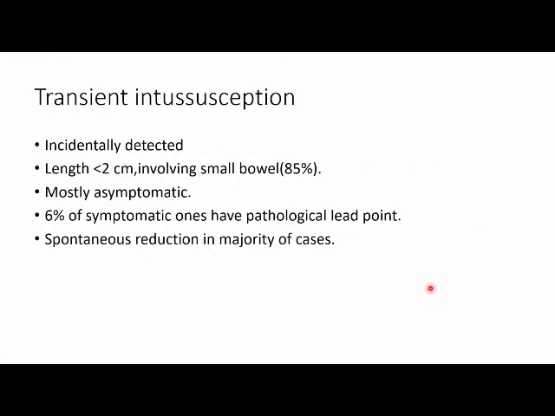Coming to transient intussusception, most of them are incidentally detected when the patient is being analyzed for other pathologies, and the length is usually less than 2 centimeters, and predominantly it involves the small bowel. They are mostly asymptomatic, and of the symptomatic ones, 6% have a pathological lead point. So that has to be intervened. In that case, we need to intervene if there is a pathological lead point.